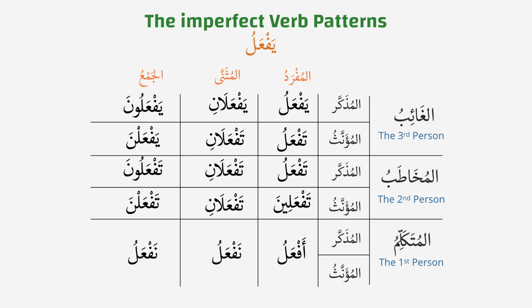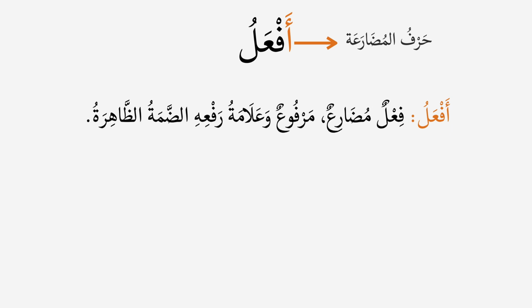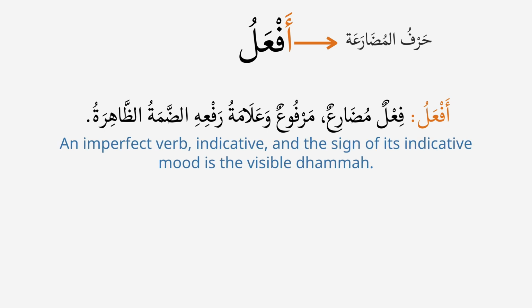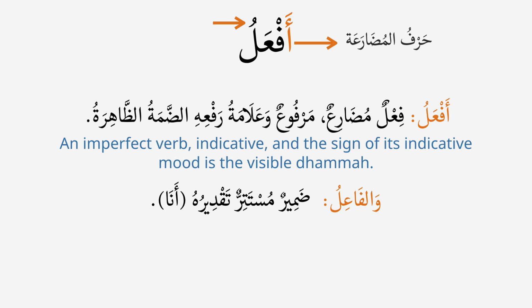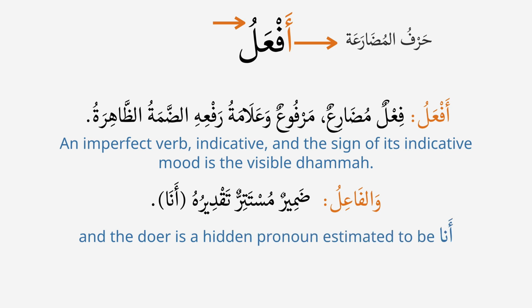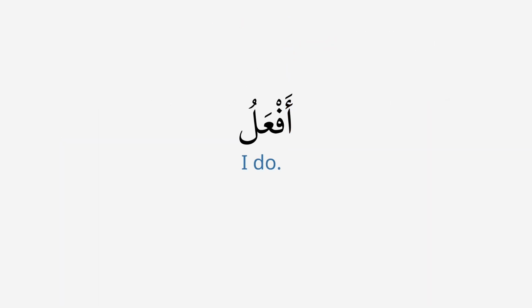Next is for first person singular, both masculine and feminine, which is أفعل, in which hamza in the beginning is harful mudara'ah, and there is no other additional letter attached to it. So the i'rab says أفعل فعل مضارع مرفوع وعلامة رفعه الضمة الظاهرة. يعني an imperfect verb indicative, and the sign of its indicative mood is the visible ضمة. والفاعل ضمير مستتر تقديره أنا. And the doer is a hidden pronoun estimated to be أنا, meaning I. So أفعل means I do.